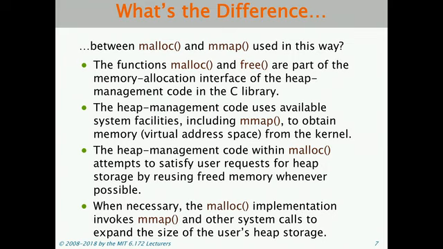So the malloc implementation invokes mmap and other system calls to expand the size of the user's heap storage. And the responsibility of malloc is to reuse the memory such that your fragmentation is reduced and you have good temporal locality, whereas the responsibility of mmap is actually getting this memory from the operating system. Any questions on the differences between malloc and mmap?